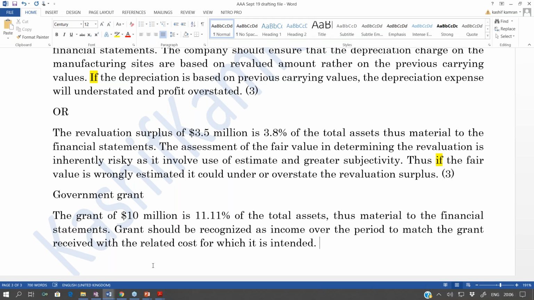So $2 million was a grant received with the related cost. Have we incurred the related cost against the $2 million? Have we incurred the salary expense? Yes. So should we take it as an income immediately?